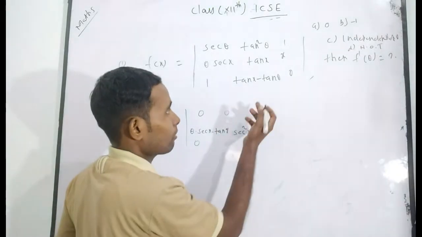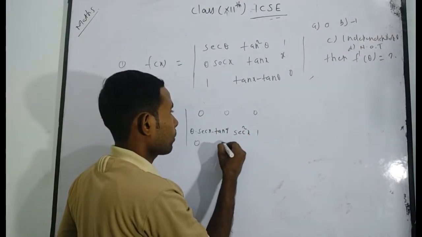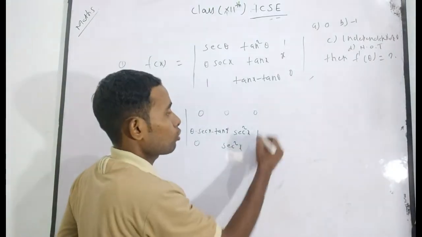The derivative of tan x minus tan theta will be what? You can write the derivative of tan x is equal to sec square x, and the derivative of the constant is equal to 0.